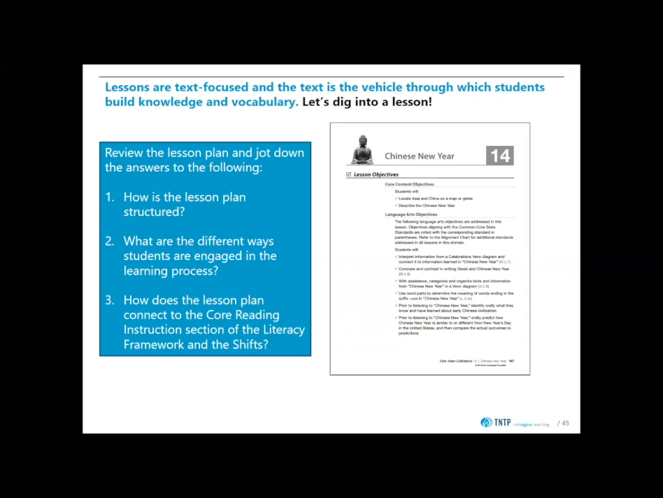Thank you for taking that time. My guess is through reading through this sample lesson plan that you notice the lesson plan is highly structured. There's a lot of detail and a lot of information provided for the teacher. This is not meant to indicate that this is a script. Teachers are not meant to read this word by word.